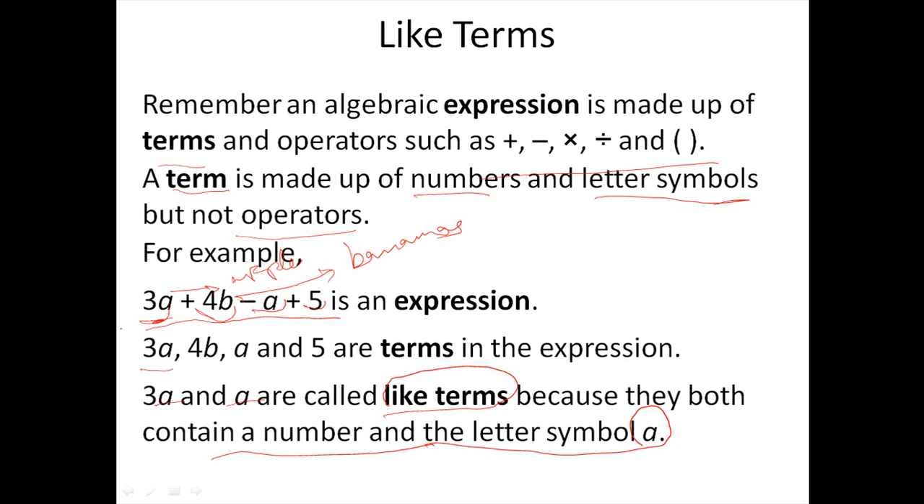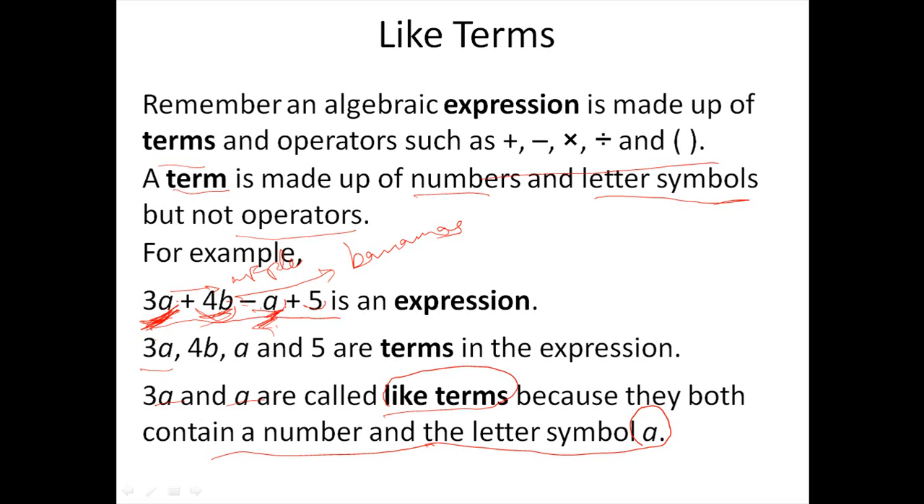So I say 3 apples plus 4 bananas minus 1 apple plus 5 gives me what? Of course, I can't add apples to bananas. That makes no sense. But I can add apples to apples, or I can subtract. From 3 apples, I can subtract an apple. So what is the result of these two?